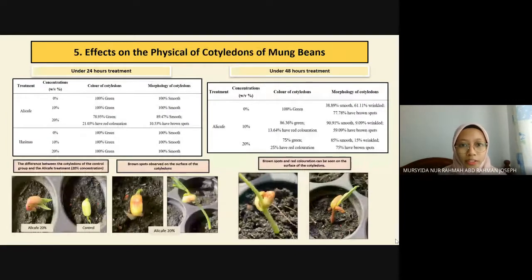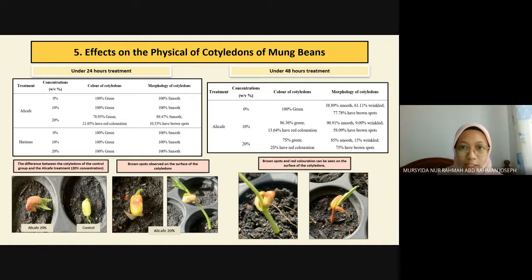For the effect on the physical appearance of cotyledons of mung beans, we can see that for all the mung beans under the 24 hours treatment, almost all the cotyledons from all the treatments show normal development. However, we can see that for the Alikafe treatment at 20% concentration, the cotyledons show slight red coloration and brown spots.